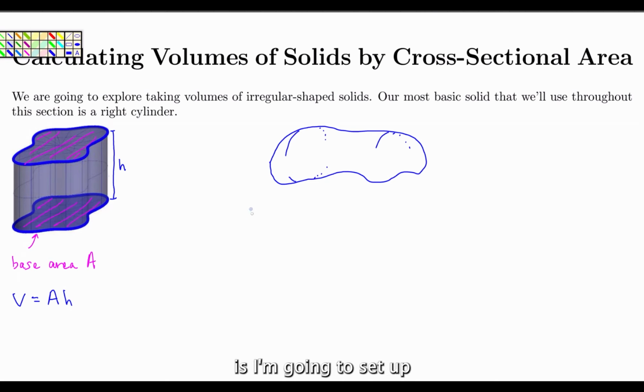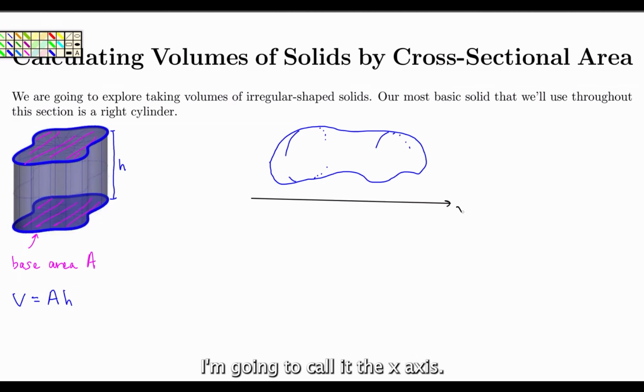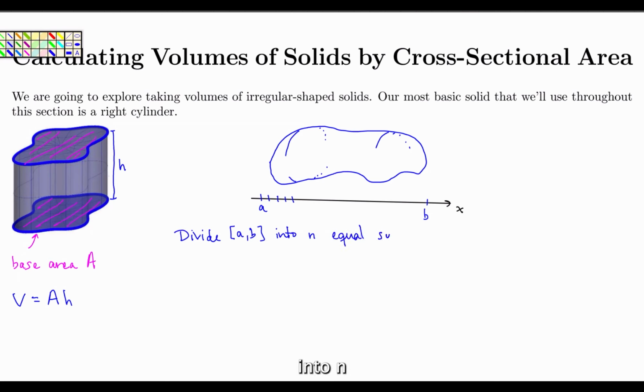And what I'm going to do is set up some coordinate system, and all I really need is one axis. I'm going to call it the x-axis. And I'm going to say, suppose this blob all exists between the x values of a and b. And we are going to divide that interval into n subintervals. So we're going to divide the interval from a to b into n equal subintervals.